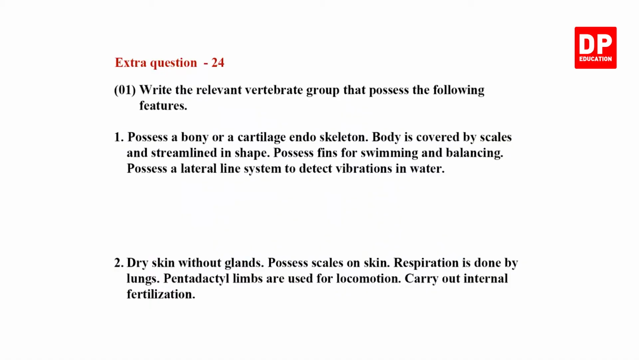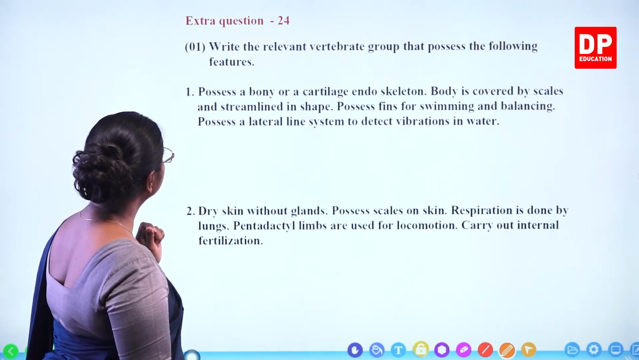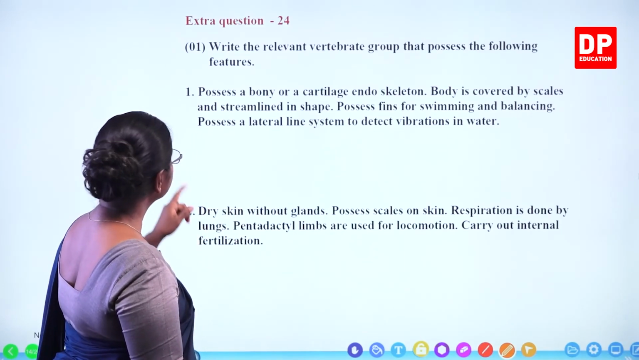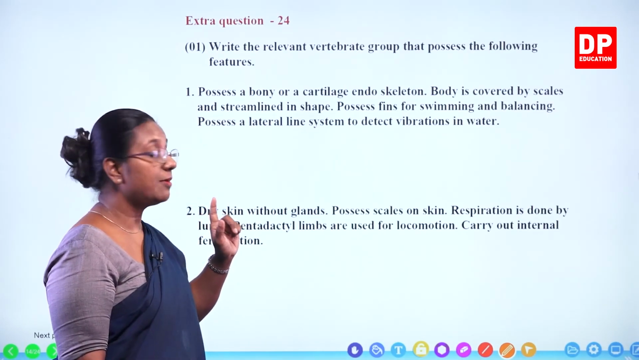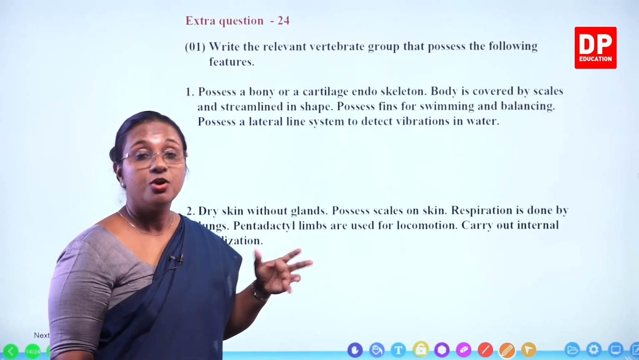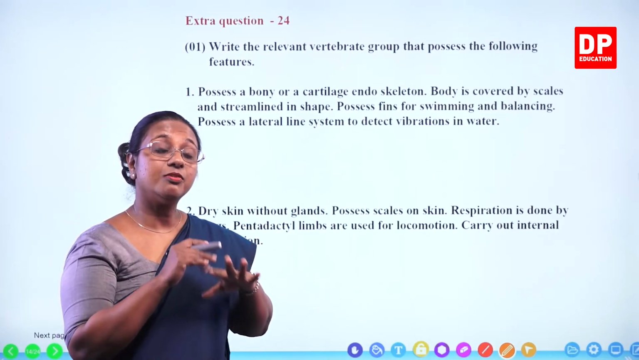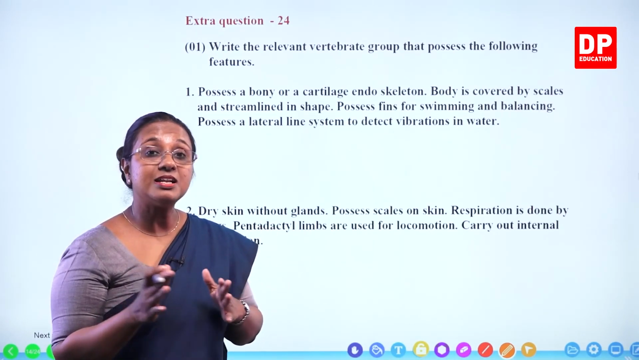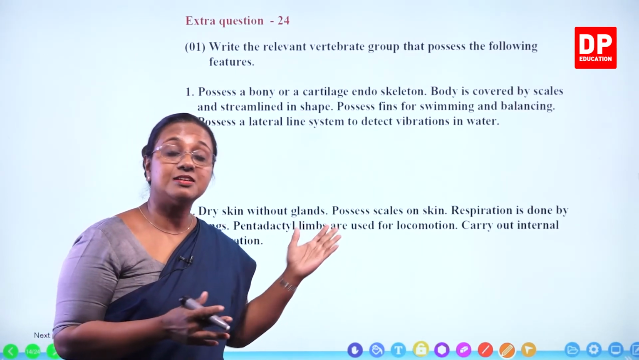Question number 24. Write the relevant vertebrate group that possess the following features. So, if we look at the first set of features, possess a bony or cartilage endoskeleton. Body is covered by scales and streamlined in shape. If the body is covered by scales and streamlined in shape, from that you know they are fishes. Only streamlined body is there for only fishes and birds. But in fishes, the whole body is covered by scales. In birds, only the legs have scales. The scales are restricted only to legs.